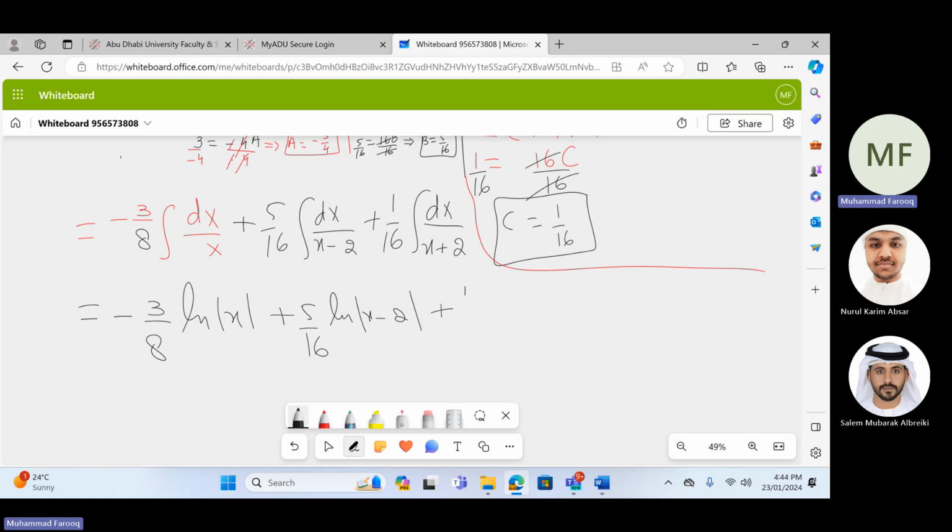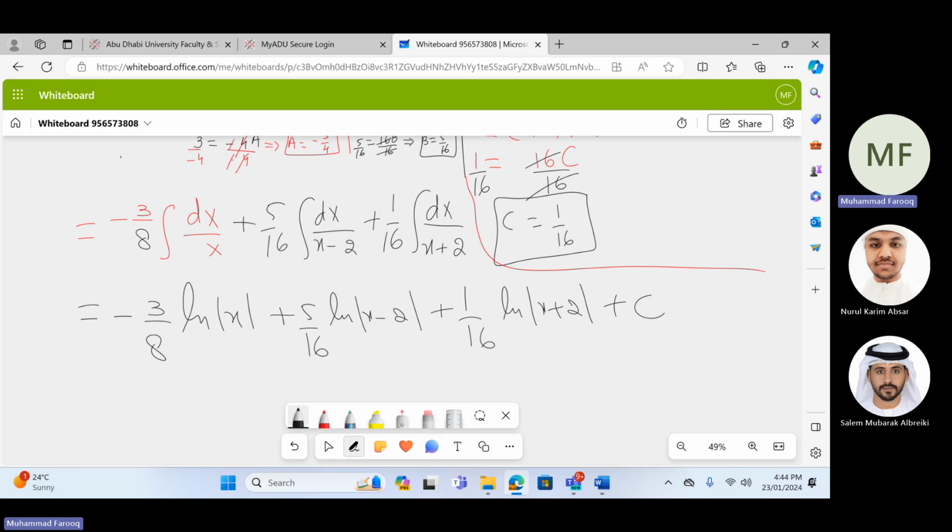Plus 1 by 16. And again here, what is that? ln absolute value of x plus 2, plus 3, and that's all. So the integration we have done. It is called integration by partial fractions decomposition.